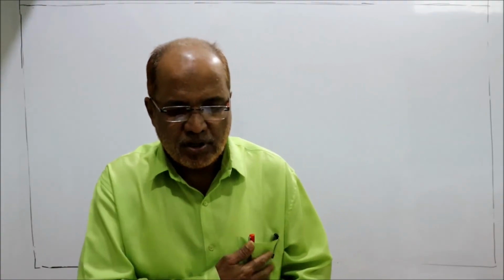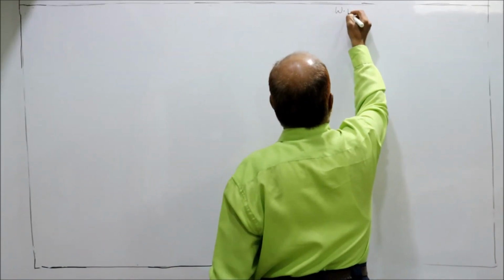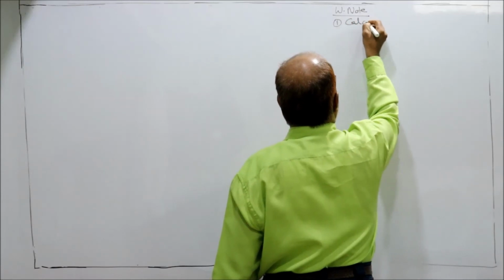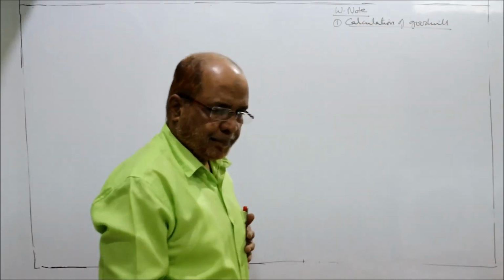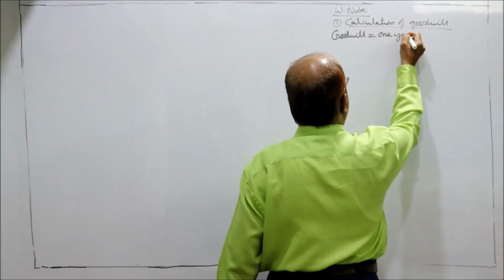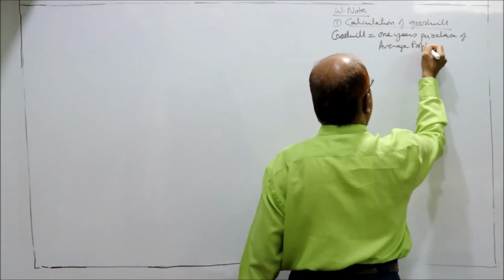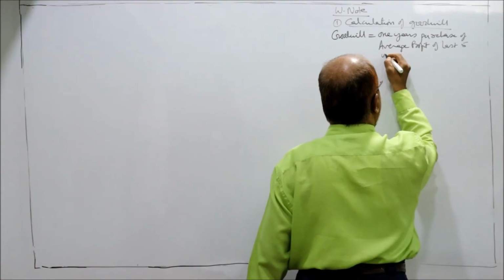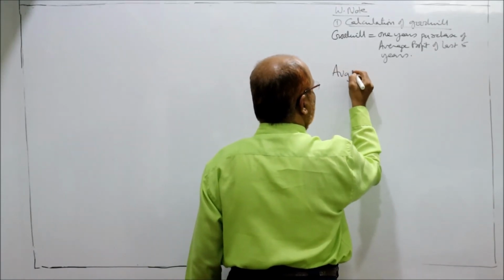Almost 90% provisions are same whatever we have seen in retirement, in the death. The only extra point is share of profit. So before starting the problem, we'll make some working notes. It is given goodwill is equal to 1 year purchase of the average profit of the last 5 years. So first we calculate average profit.